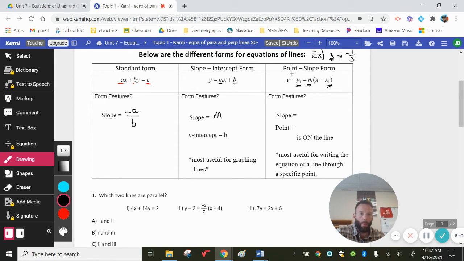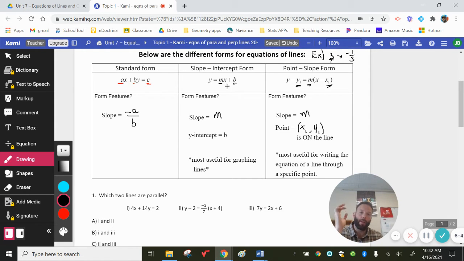They call it point-slope form because, again, the name of this form is exactly what you need to write the equation. You need a point and you need a slope. So the slope is still the variable m. Now, the point in this case would be called x1 and y1. (x1, y1) would be a point that's on that line. And so this form of a line is most useful when you're asked to write an equation of a specific line that goes through a special point. And we'll see a couple of those.